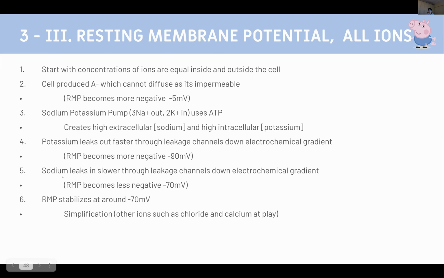At the same time though, sodium is going to leak in down its own electrochemical gradient. But because sodium is less permeable, this is going to be a slower process. So the RMP is going to become less negative, although not as much as the effect from potassium. So it might stabilize around -70 millivolts. And this is basically how we reach our RMP of -70 millivolts. It's a bit of a simplification since we've ignored other ions such as chloride and calcium, but that's the big picture.